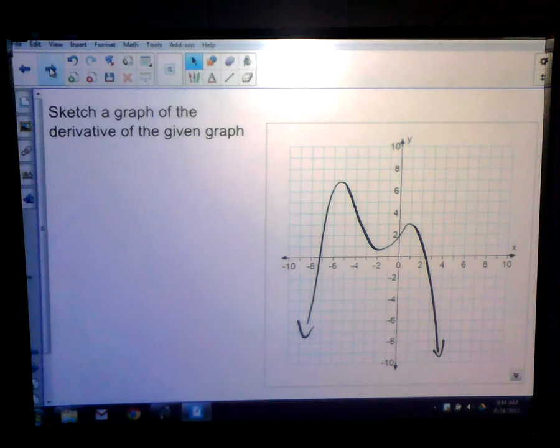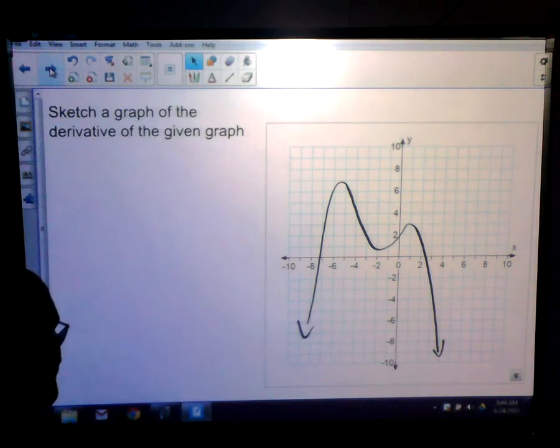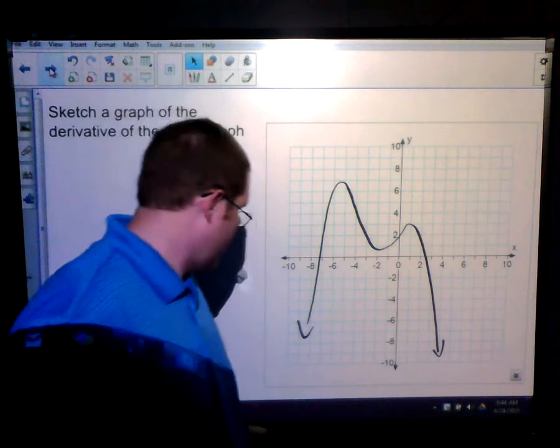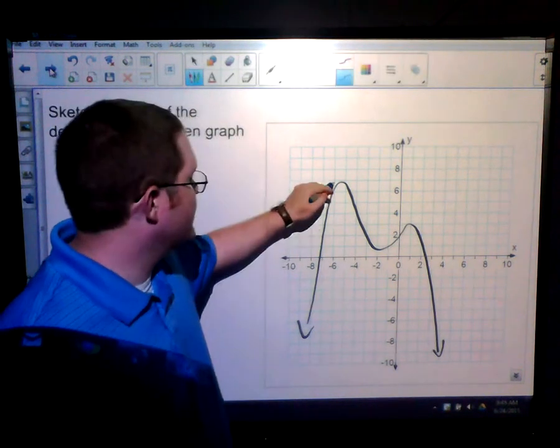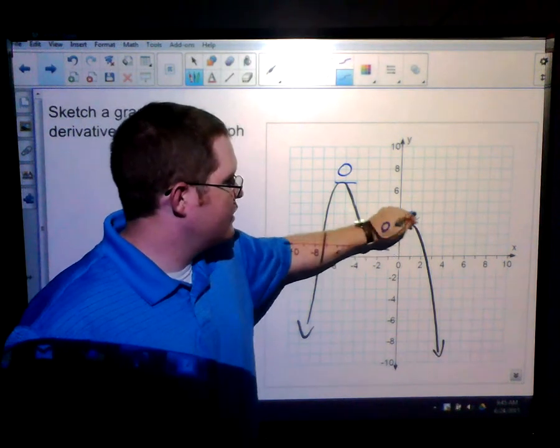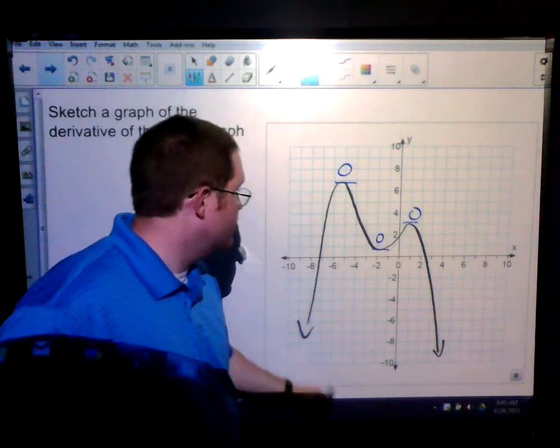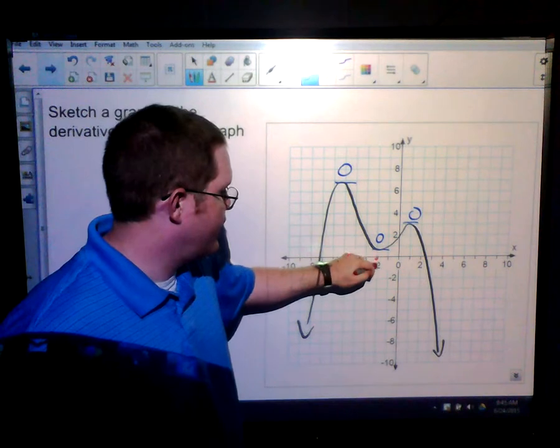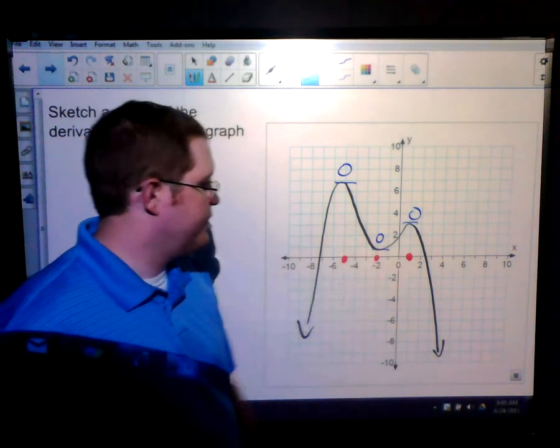What degree is this? It's fourth. It's a quartic. So, based on our previous experience, what can I expect the derivative to be? Third degree, cubic. So, I'm going to go through and find my horizontal tangents. 0 there, it's a 0 there, and a 0 there. So, I'm going to put a dot here, a dot here, and a dot here.